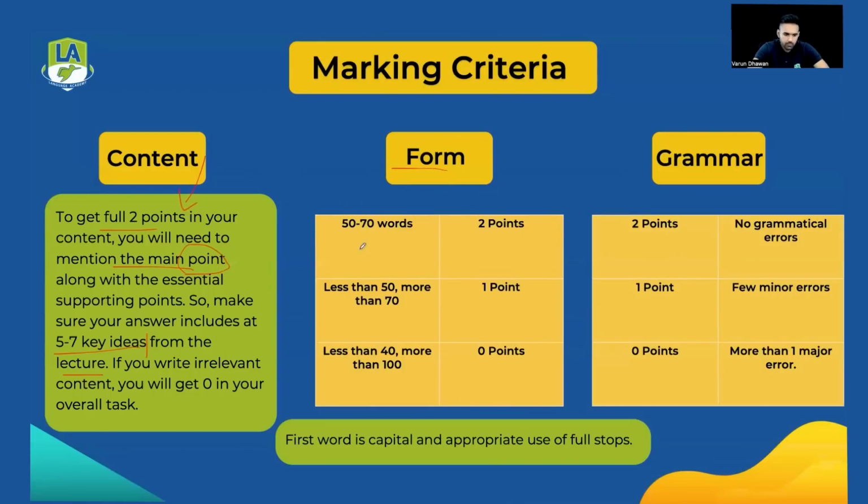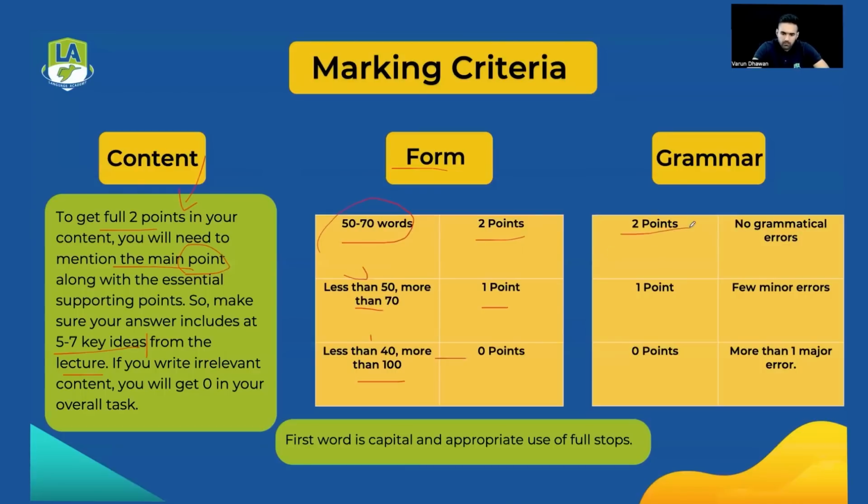Form is pretty simple. You have to write between 50 to 70 words and you get 2 points. If it's less than 50 or more than 70, you get 1 point. If it's less than 40 words or more than 100 words, you straight away get 0. And if you get 0 in form, there's no further checking, no further marking, you straight away get 0.